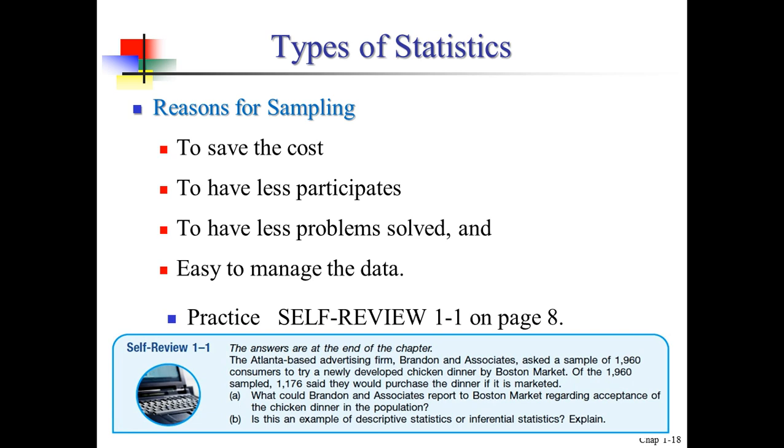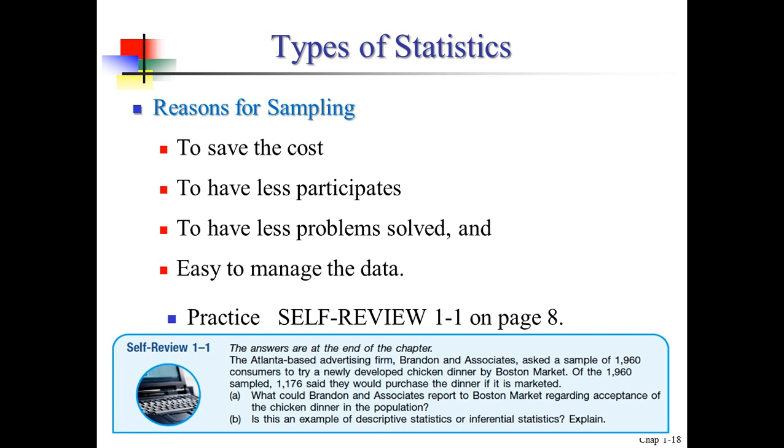Okay, for self review 1.1: the advertising firm Brendan and Associates asked a sample of 1,960 customers to try a newly developed chicken dinner by Boston Market. Among the 1,960 sample customers, 1,176 said that they would purchase the dinner if it is on sale at the market. Question A: what would Brendan and Associates report to Boston Market regarding acceptance of the chicken dinner in the population? B: is this an example of descriptive statistics or inferential statistics? Explain why.